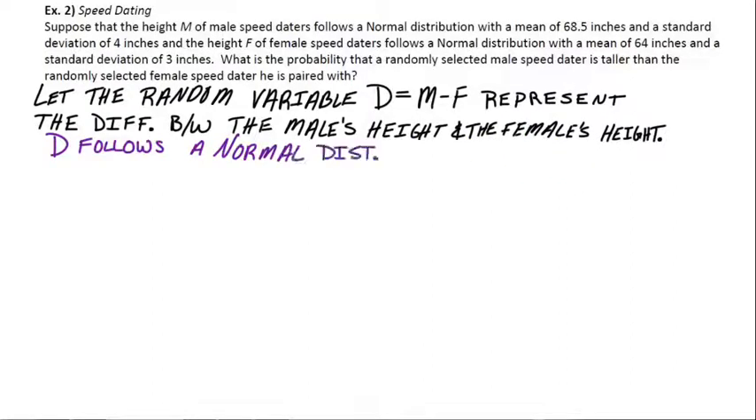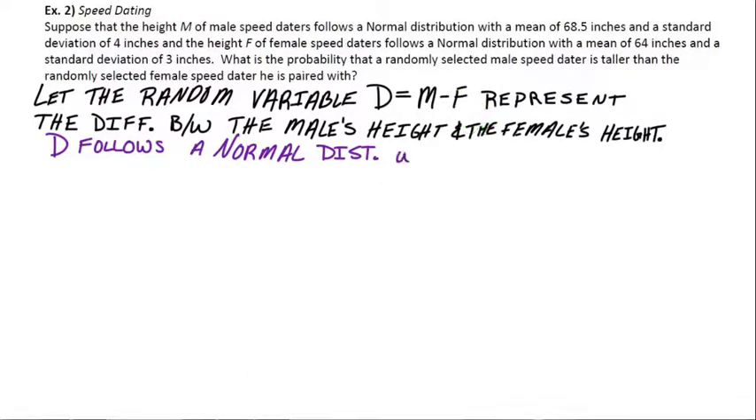So right away we know D, the difference, follows the normal distribution since M and F are both normally distributed. We need to know the mean now and the standard deviation for the differences. And if you're wondering why I didn't do F minus M, well, it's actually going to be easier in this case to do male minus female.